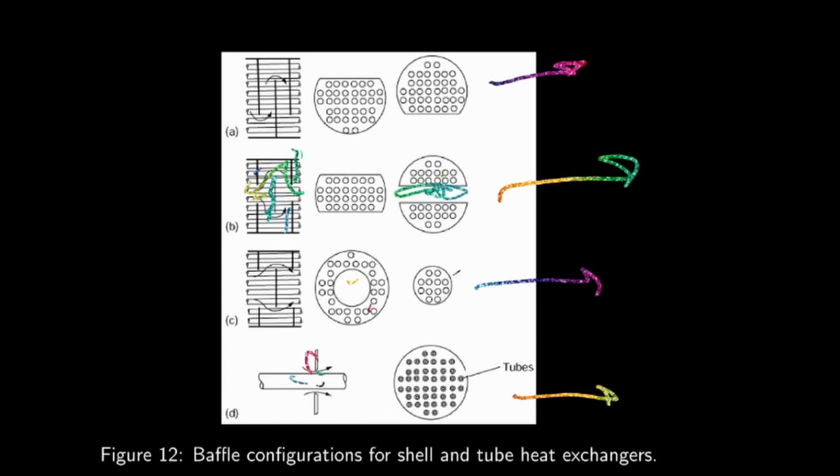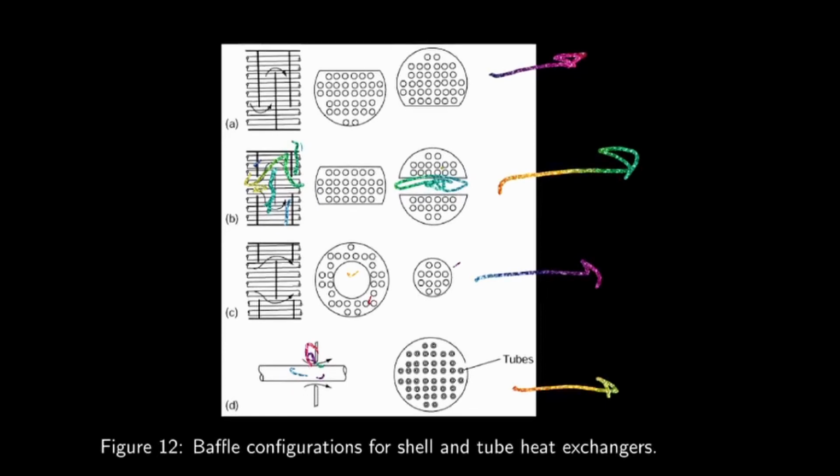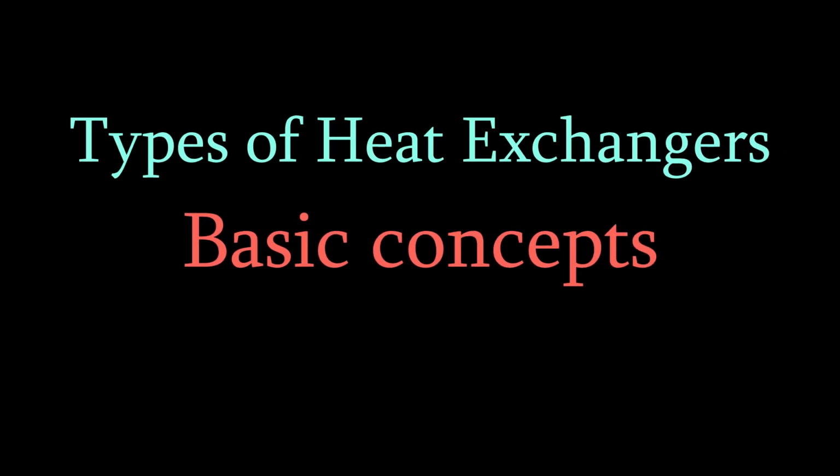And for the orifice type, narrow channels are created between the tubes and the baffles, and the fluid flows through those channels. So in summary, we have talked about the different types of heat exchangers, and we have covered some very basic aspects about heat exchangers. Now in the next session, we'll talk about the construction of the shell and tube heat exchangers in detail.